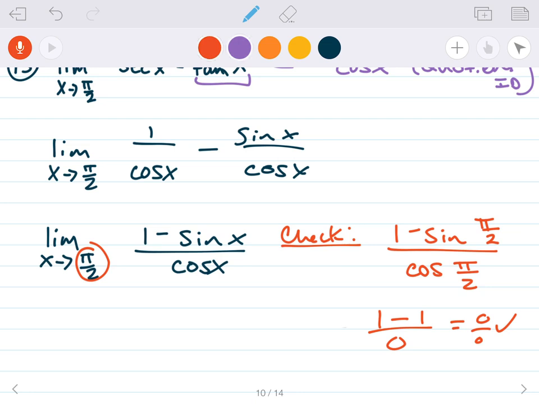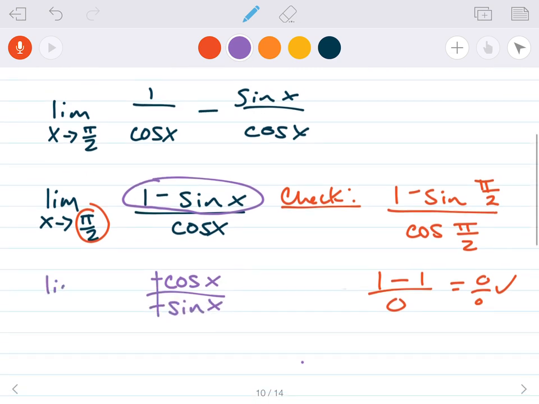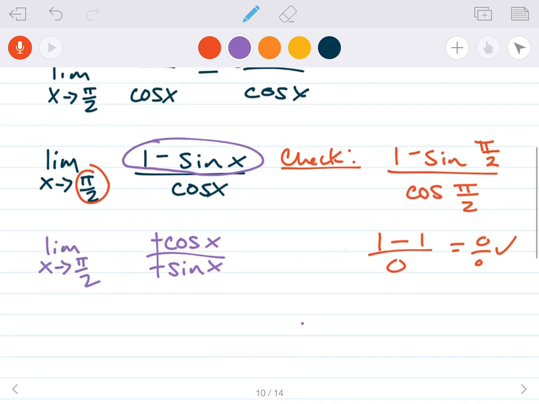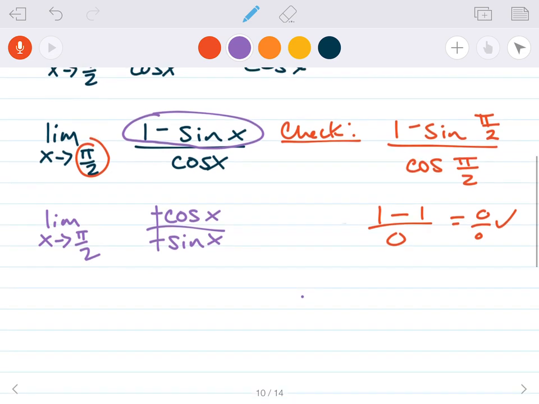All right, so let's go ahead and take the derivative of 1 minus sine. Derivative of sine is cosine. Derivative of minus sine is just minus cosine. All right, so we have minus cosine on top. And the derivative of cosine is minus sine. Those negatives can cancel. And so we just have the limit as x goes to pi over 2 of cosine over sine.